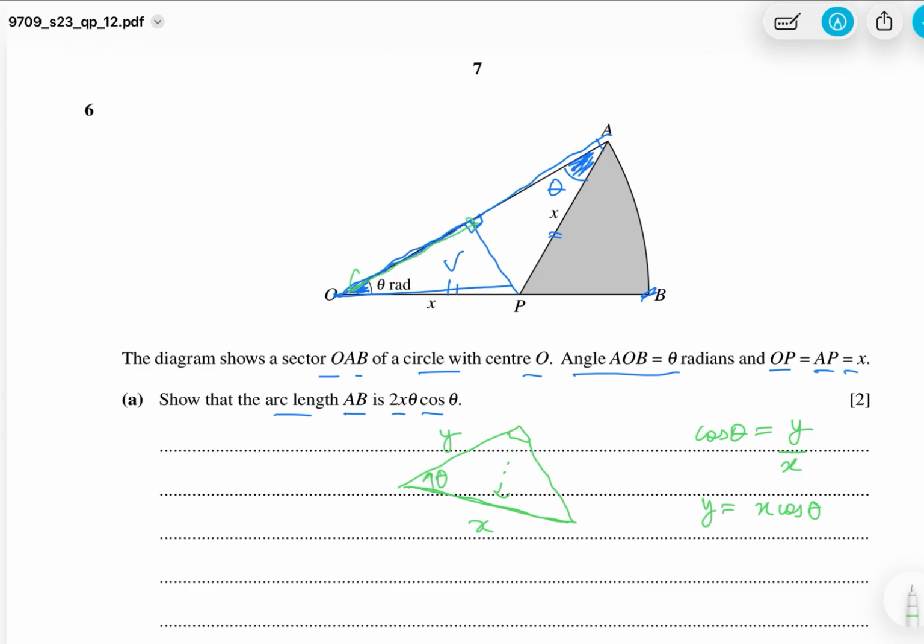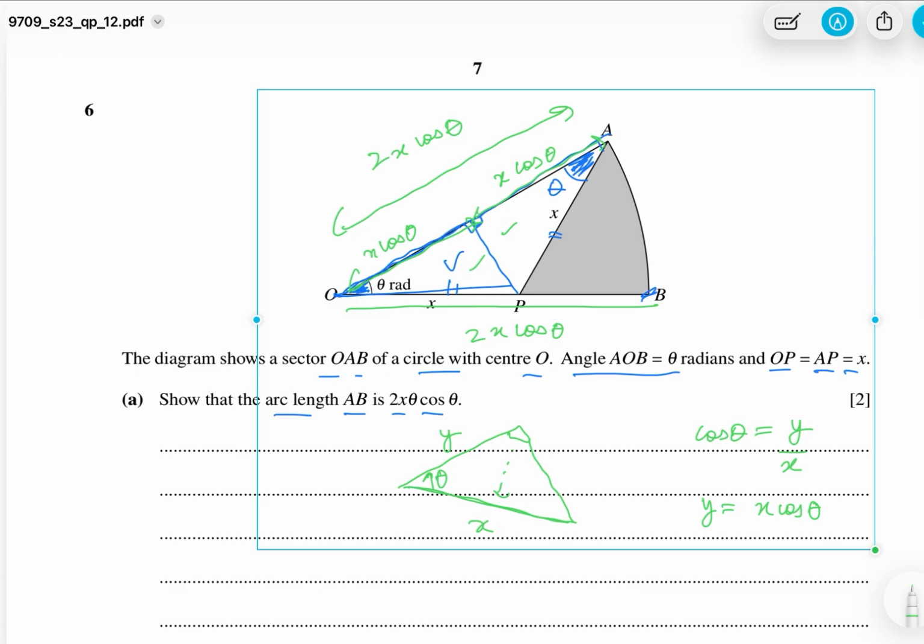This side is x cos theta. This will also be x cos theta because it is an isosceles triangle. These two triangles are congruent. X cos theta. So the total length would be 2x cos theta. Agreed or not? Just add them. So this will also be 2x cos theta. It is the radius, right?